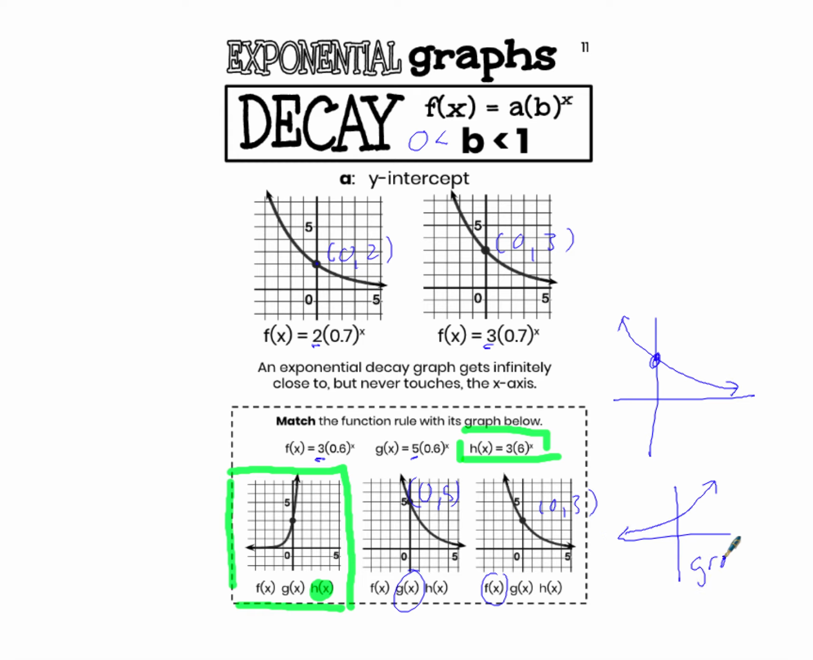So this is growth, start value. This is decay. Y-intercept is still the start value. Decay, getting infinitely smaller, smaller, smaller. Growth, getting infinitely bigger, bigger, bigger.